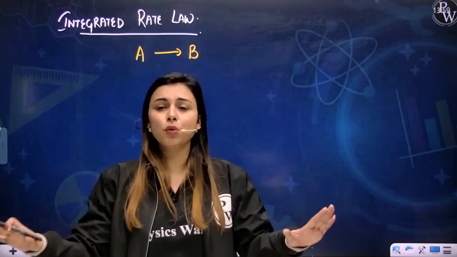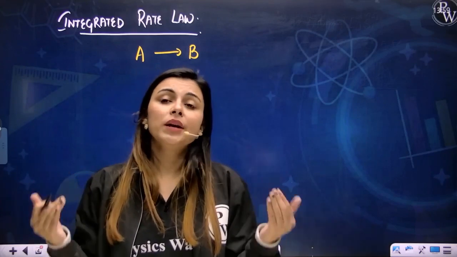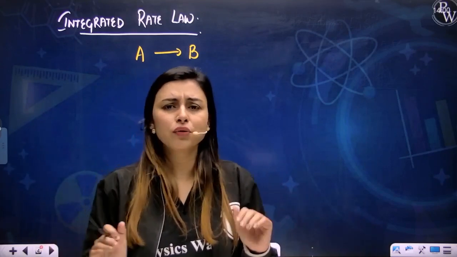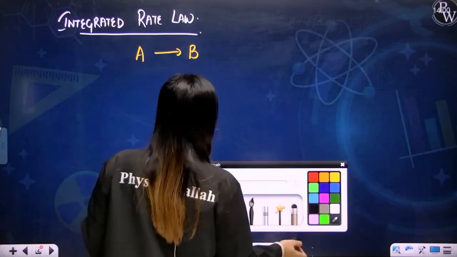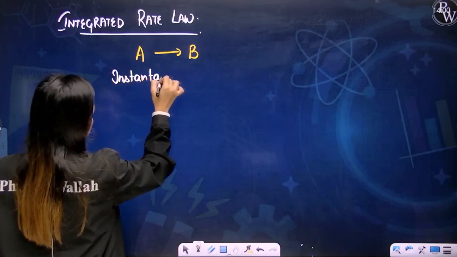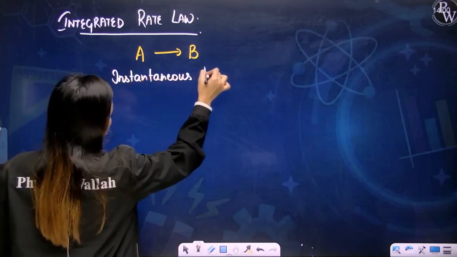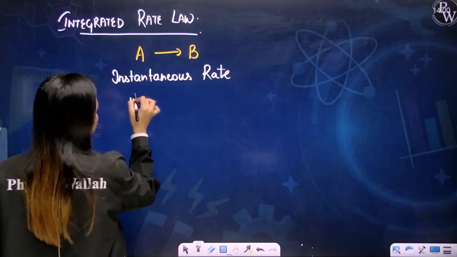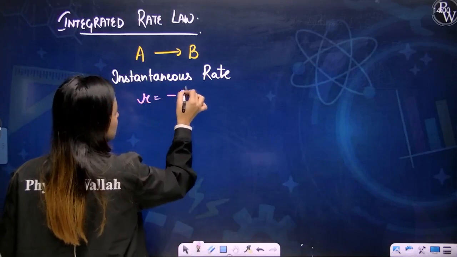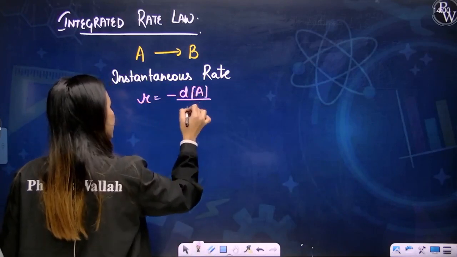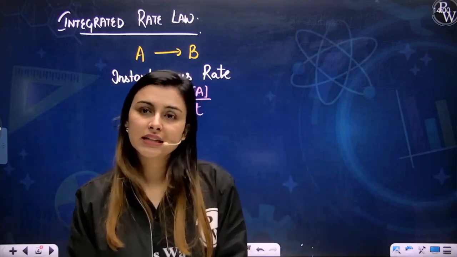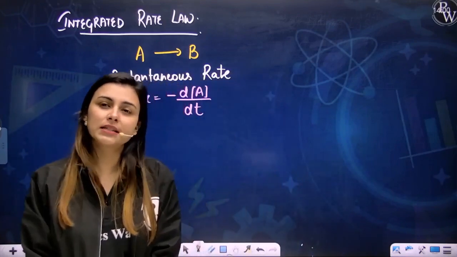The first and most important thing that we will be doing is writing the instantaneous rate. How to calculate the instantaneous rate? I hope all of you remember. If you don't remember, then I am sorry, you need to revise your first lecture. For instantaneous rate, we used to write R is equal to minus d concentration of A by dt. This was your instantaneous rate, right? Yes, this was how we used to calculate the instantaneous rate.